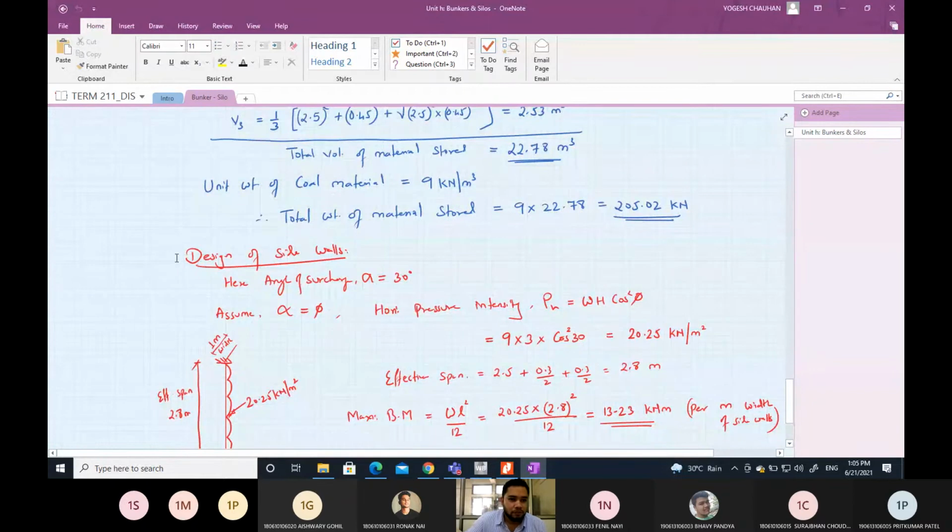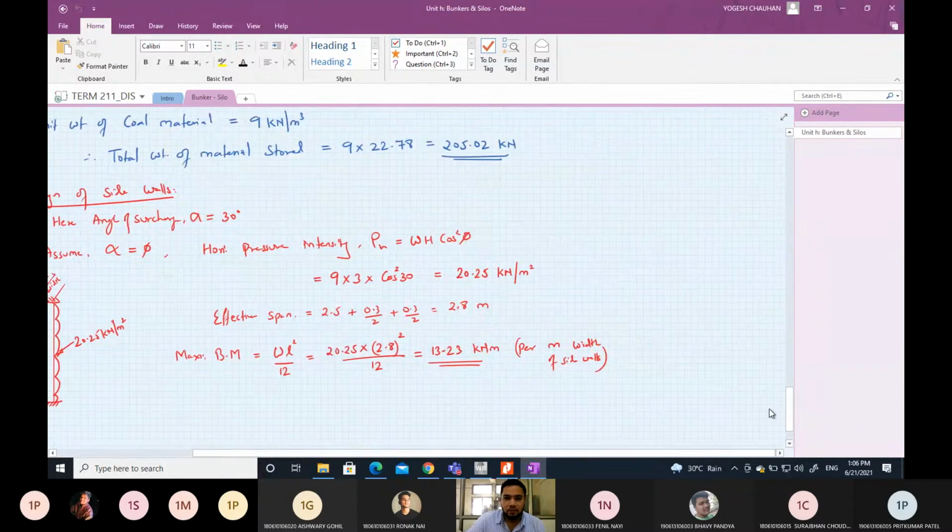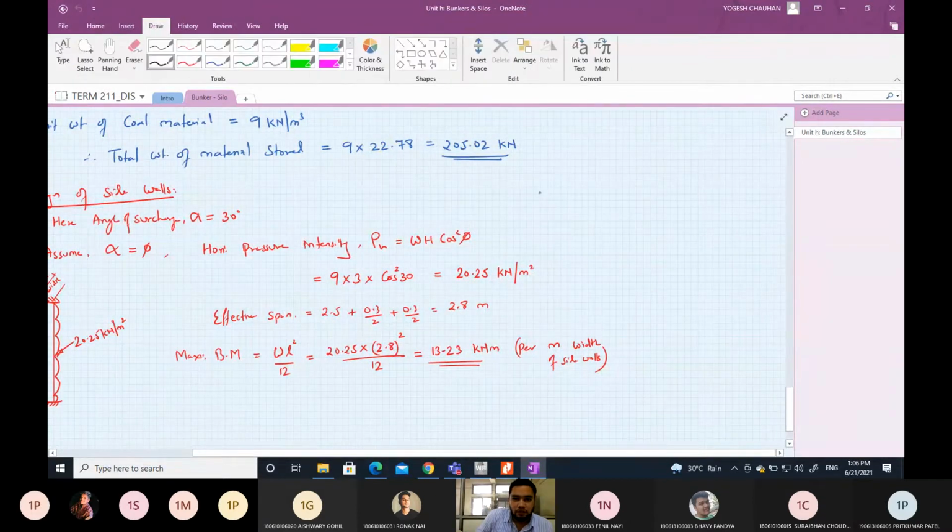Now the next step was to design the side walls. So here we have assumed the surcharge angle as 30 degree, and assuming that the surcharge angle equals the angle of repose, we'll have the horizontal pressure intensity equals to WH cos square phi. Okay, this is the horizontal pressure.